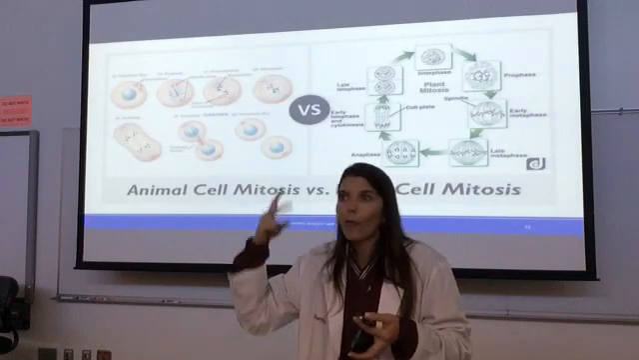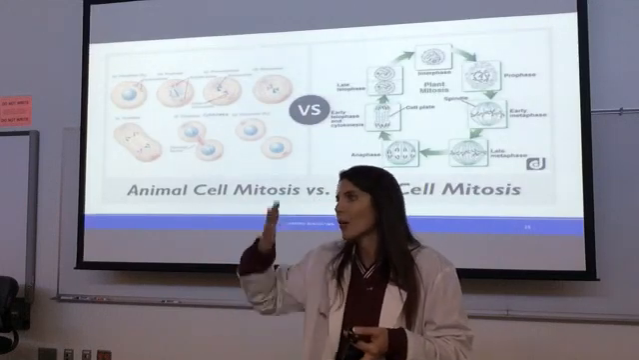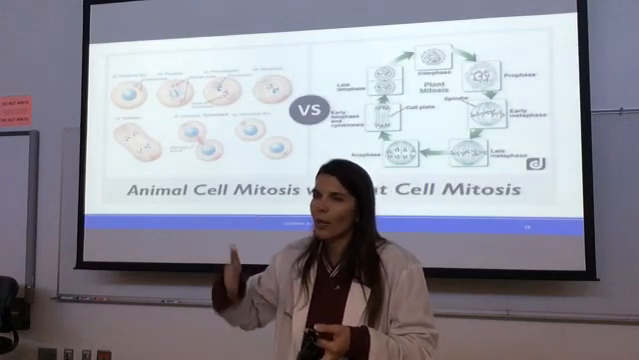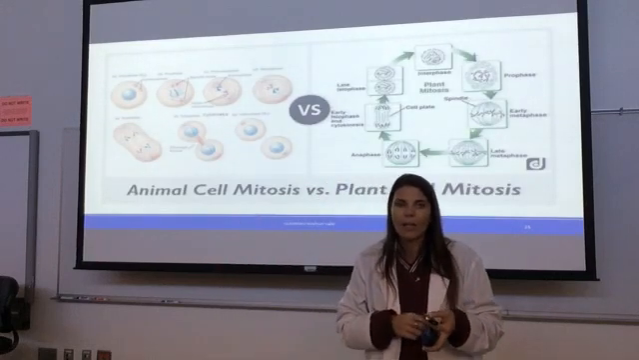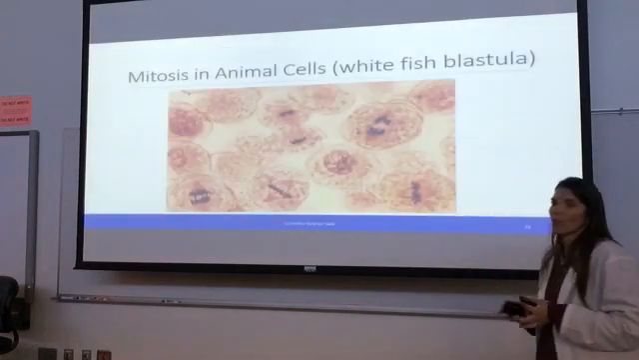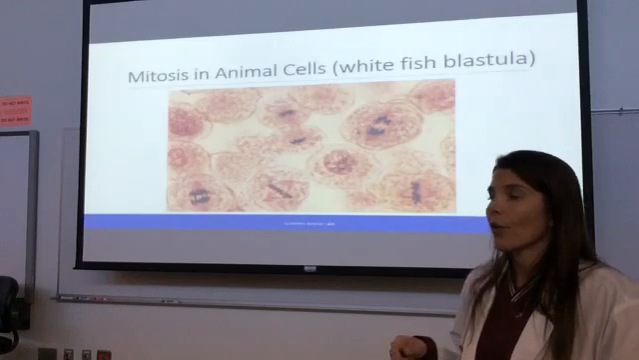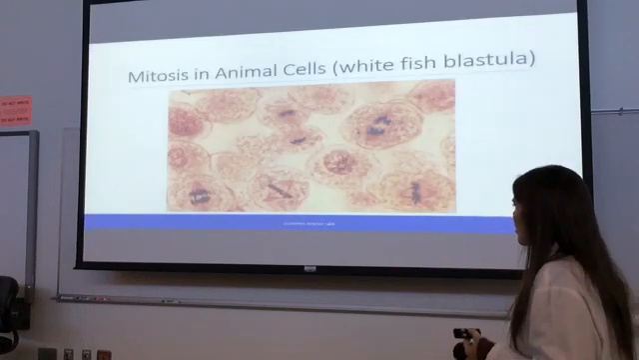Both go through prophase, metaphase, anaphase. That's all the same. But that cytokinesis, that splitting part, is different because plant cells have a cell wall. When you look at slides today in lab, first of all, are these plant or animal cells?